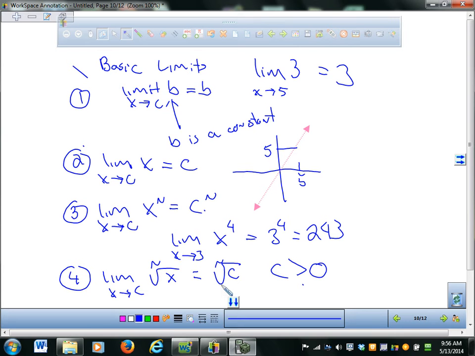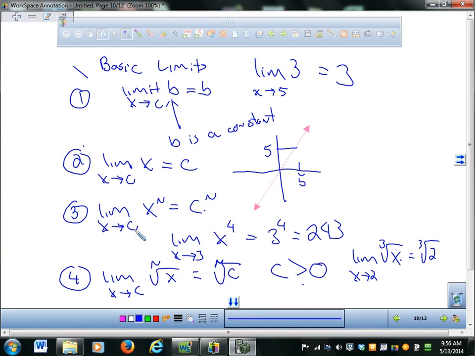So I'm just going to talk about five properties. These are called the basic... Wait, is it the n square root of c or just square root of c? The nth, yeah, it's the nth root of c. So in other words, if I want to take the limit as x goes to 2 of the cube root of x, that's just equal to the cube root of 2, right? That's all that's saying.